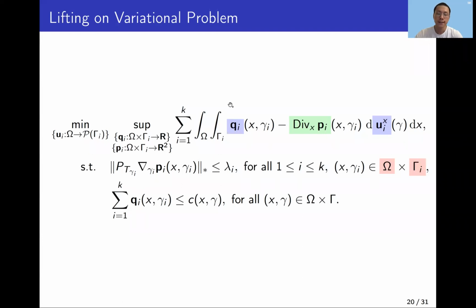So here is the lifting formulation on the variational problem. I won't go into the technical details here and just want to remark that first, we need to discretize the omega and gamma, which are continuous. And based on the discretization, we need to adapt U, Q, P, and also this divergence operator.